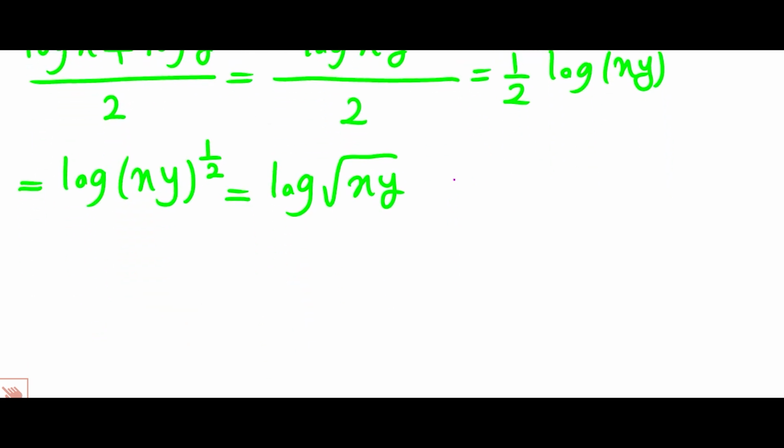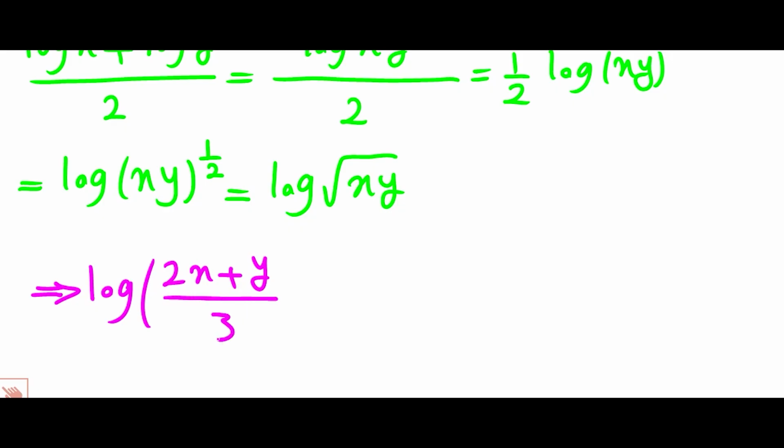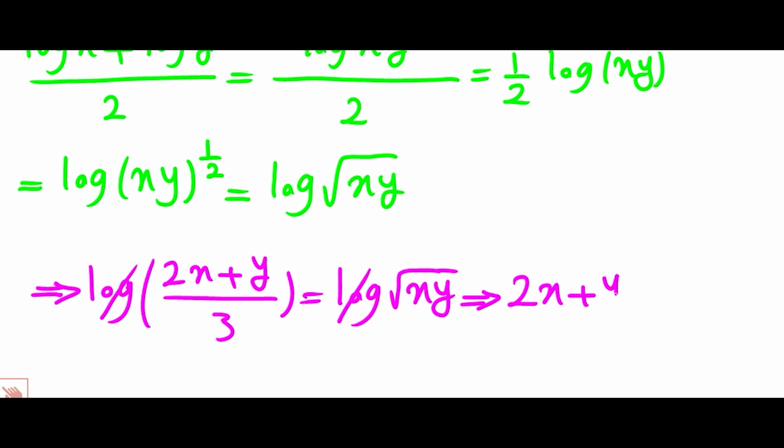So our original equation becomes log of (2x plus y) over 3 equals log of the square root of xy. Since we have a log on both sides, we can simply drop the logs and equate the inside. So we have (2x plus y) over 3 equals the square root of xy. To get rid of the square root and the fraction, let's square both sides.